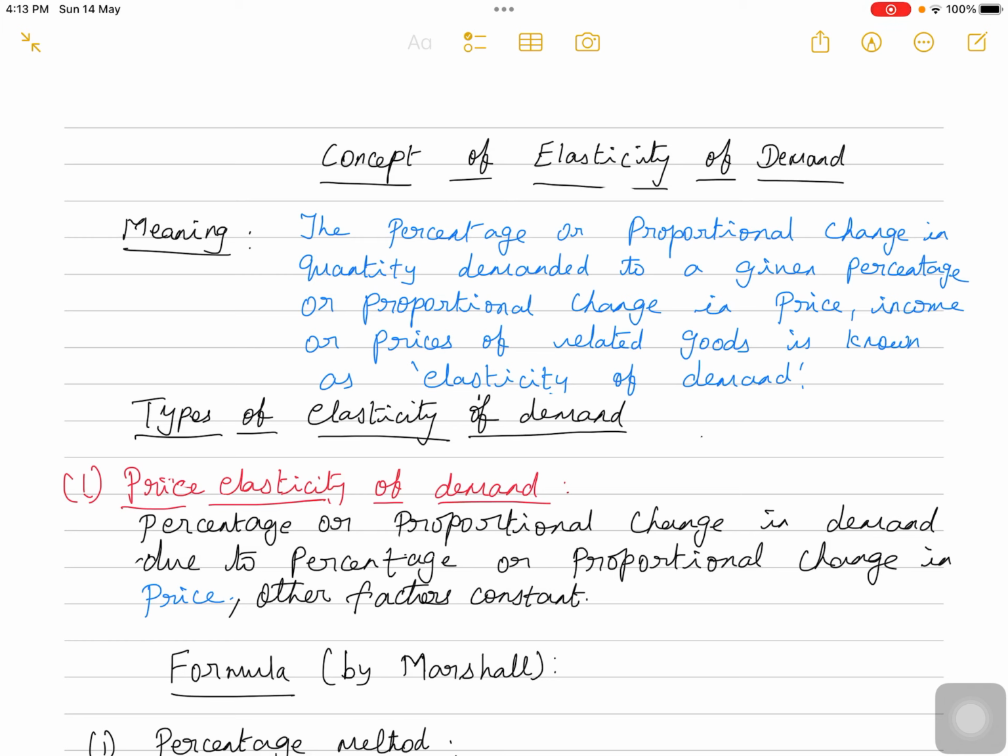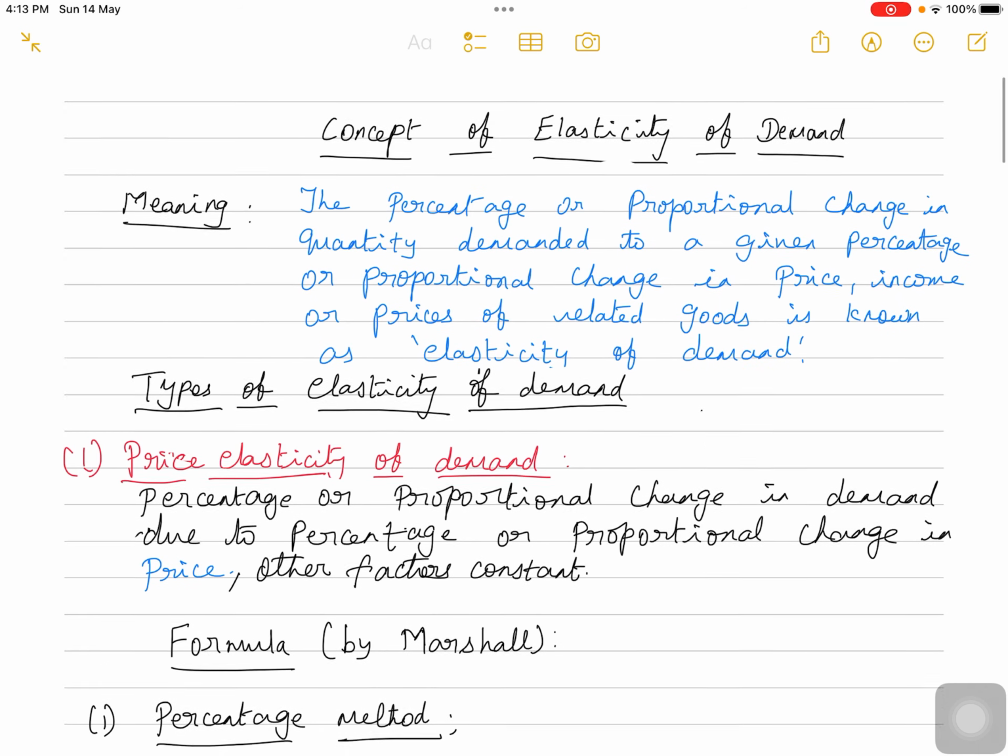If the demand is changing because of the change in price, that is called price elasticity of demand. If the demand is changing because of the income of the consumer, with price remaining constant, then it is known as income elasticity of demand. If the demand is changing because of the prices of related goods, that is substitutes and complements, then it is known as cross elasticity of demand. Just like we have three types of demand: price demand, income demand, cross demand, we also have three types of elasticity of demand, that is price elasticity, income elasticity and cross elasticity of demand.